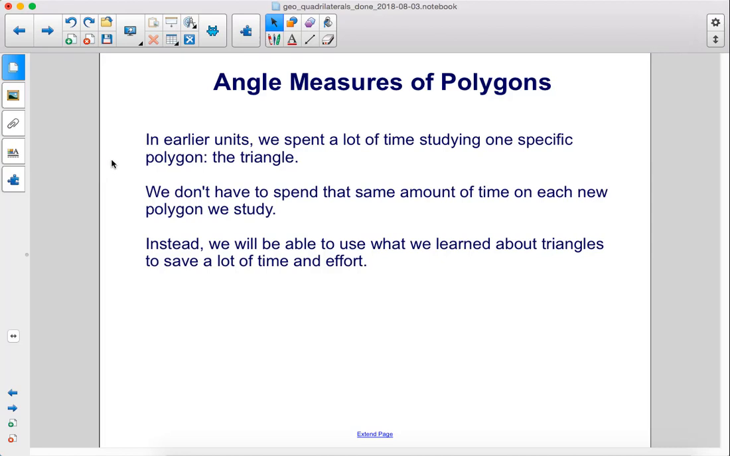In earlier units, we spent a lot of time studying one specific polygon, the triangle. We don't have to spend that same amount of time on each new polygon we study. Instead, we will be able to use what we learned about triangles to save a lot of time and effort.